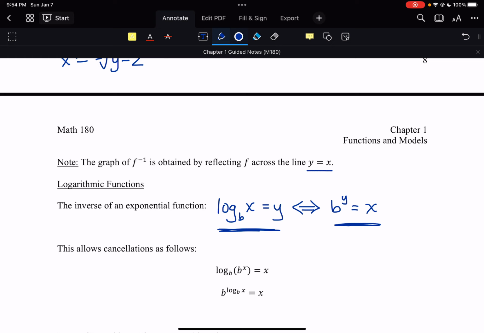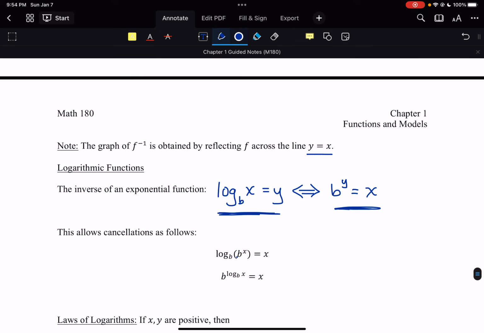A log is a way that we have to undo the effects of an exponent. So this allows cancellation as follows. If you take log base b of b to the x, they essentially undo each other's effects, and you're just left with the x. And then b raised to the log base b of x, they undo each other, and you're just left with the x again.